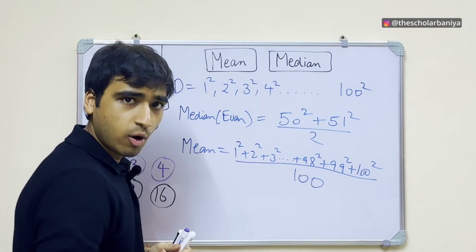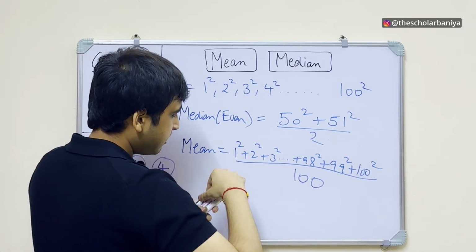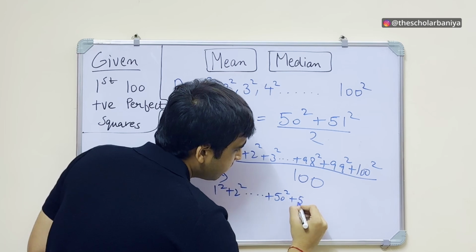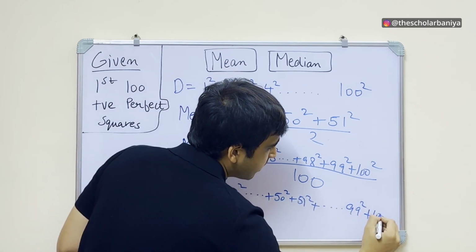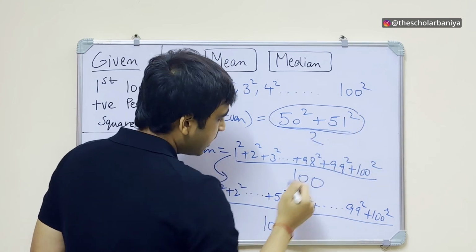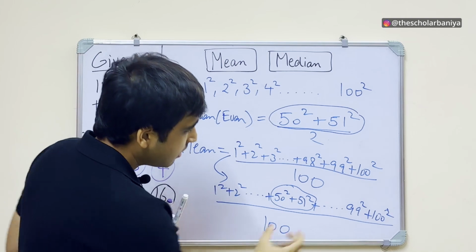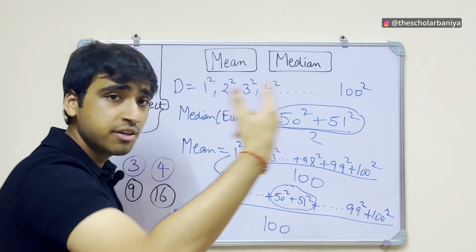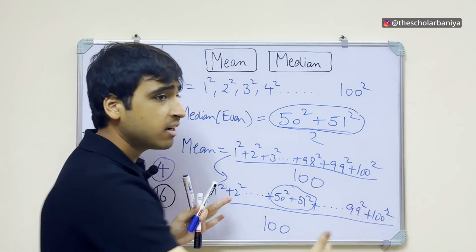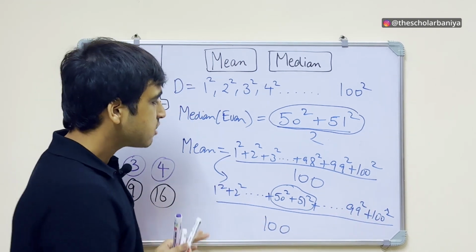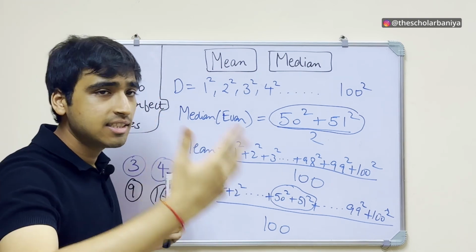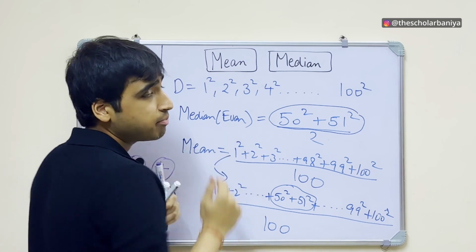Because anyways, 50 square plus 51 square will obviously be here, right? So you can see it this way. This will be 1 square plus 2 square plus 50 square plus 51 square plus 99 square plus 100 square, upon 100. So obviously this term 50 square plus 51 square is also coming in this, right? But this has so many more terms to the power of square, 100 square, 99 square, 98 square, 97 square, due to which the overall numerator becomes huge and the denominator doesn't matter a lot. So that is why the mean becomes very big as compared to the median, because we are dealing with squares over here. So mean is much bigger than median in this case.